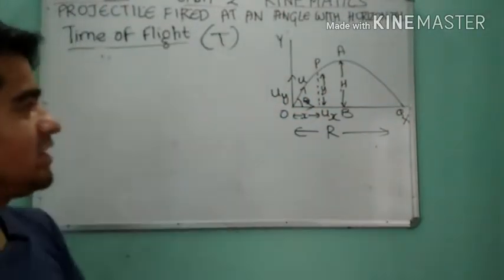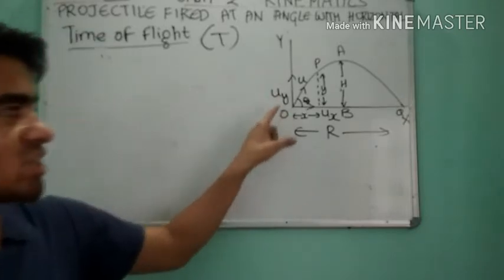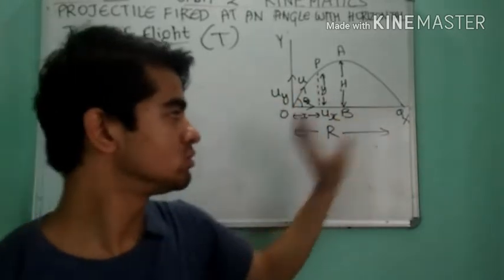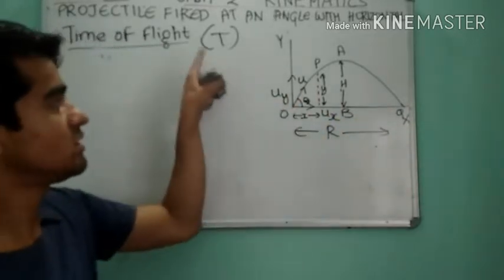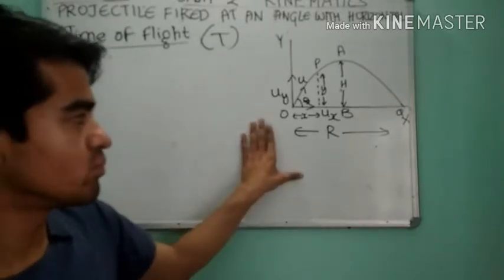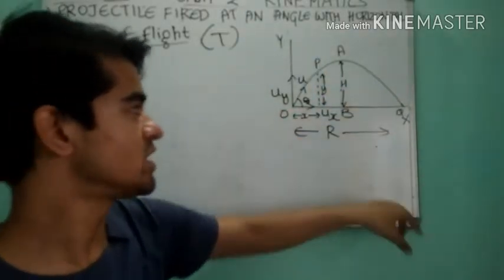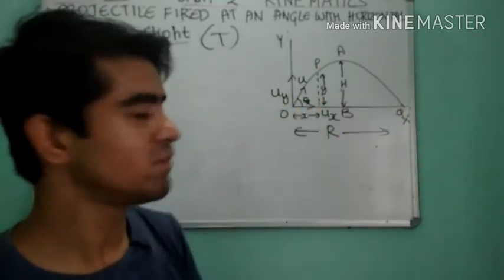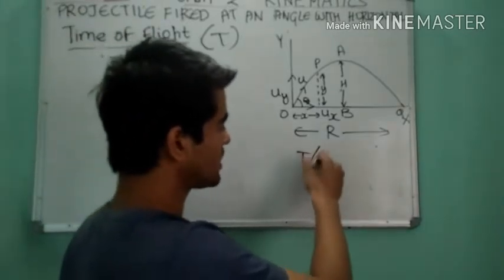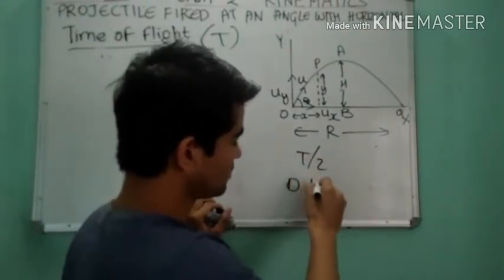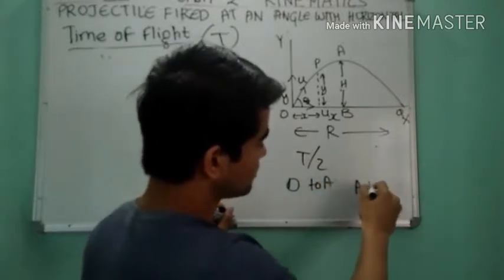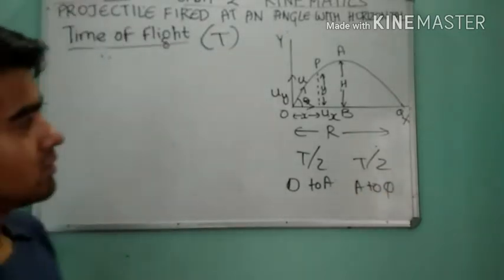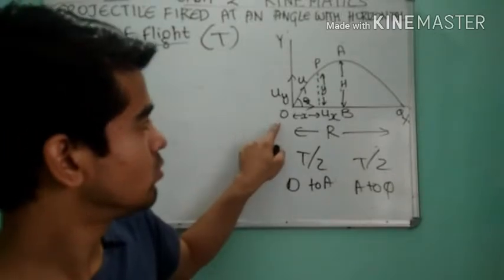Next topic is time of flight. The time for which the projectile is suspended in the air, or the time the projectile takes from point O to Q, is called the time of flight. It is represented by capital T. Now you can see that the projectile trajectory from O to Q is symmetrical. To reach from O to A and A to Q, it will take the same time. Suppose T by 2 it takes to reach from O to A. So it will take the same time, T by 2, to reach from A to Q. Now we'll consider its motion along O to A.